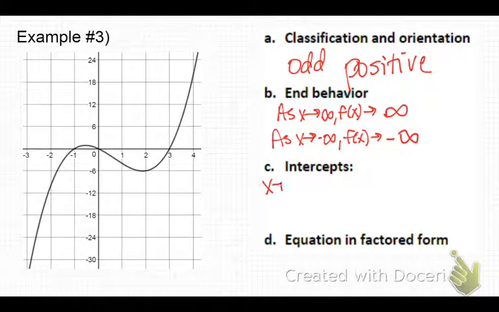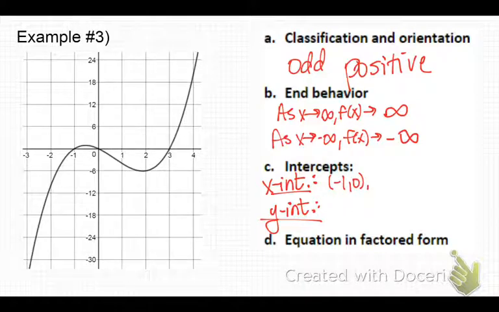Okay, I have x-intercepts and I have a y-intercept. What are my x-intercepts? Negative 1, 0. What else? 0, 0. Positive 3, 0. What's my y-intercept? 0, 0. Now, does that mean I have multiplicity 2 at this point? No, it means they're just the same exact point. Okay? So in factored form, how do I write this?